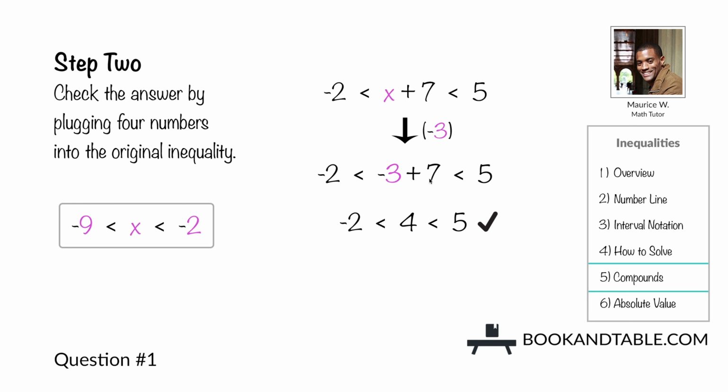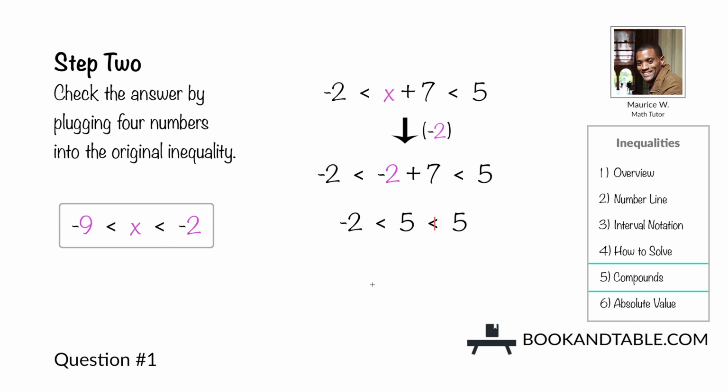Negative 3 plus 7 is positive 4, leaving us with negative 2 is less than positive 4, which is true, and 4 is less than 5, which is also true. We then plug in negative 2. Negative 2 plus 7 is positive 5, leaving us with the false statement 5 is less than 5. So we see that this is the correct answer. Negative 9 is less than x, which is less than negative 2.